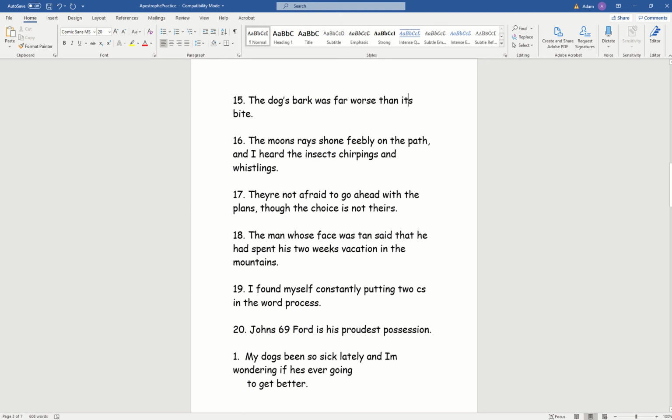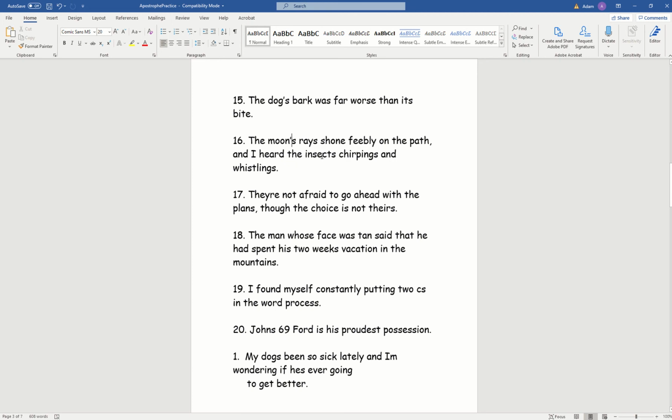The moon's rays shone feebly on the path, and I heard the insects' chirpings and whistlings. Okay, the moon's rays. Where's the possessive? The rays of the moon. So the rays belong to the moon. Is there possession? Yes. The rays belong to the what? To the moon. Does moon end in S? No. Does not end in S, so it goes apostrophe S. Rays. Okay, where does it go in rays? The moon's rays shone. Does shone belong to it? No. There's no possession. It's one ray, two rays. There's a whole bunch of rays coming from the moon. There, it is plural. It is not possessive. So no possession, no apostrophe.